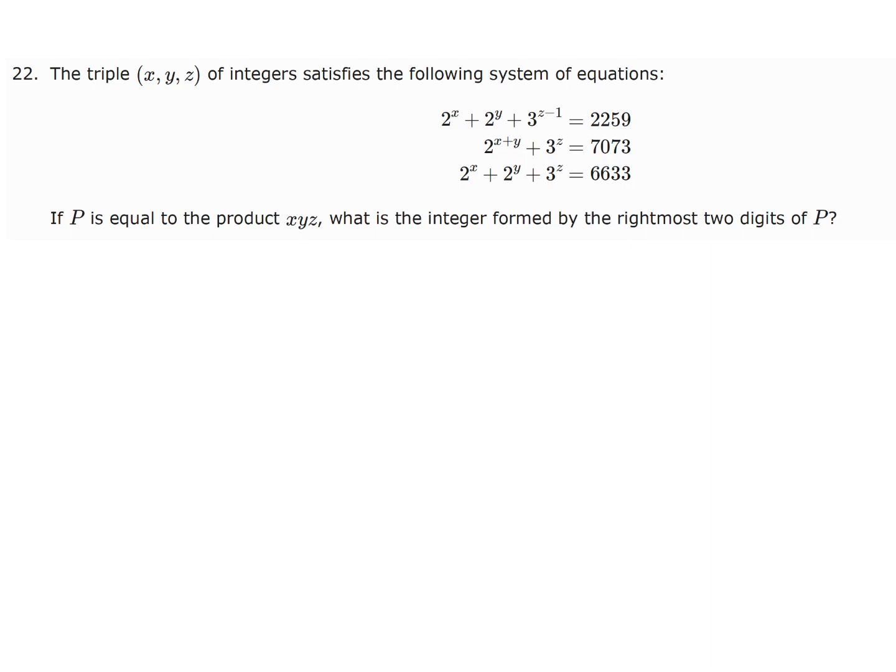The triple x, y, z of integers satisfies the following system of equations. If p is equal to the product x, y, z, what is the integer formed by the rightmost 2 digits of p?